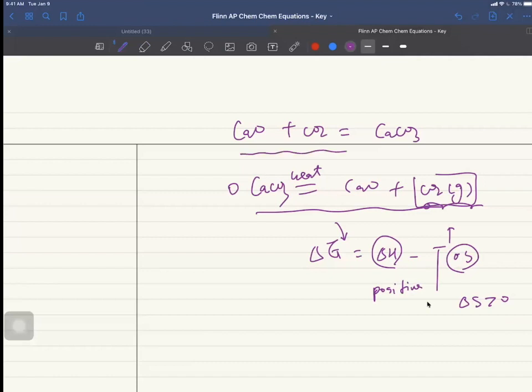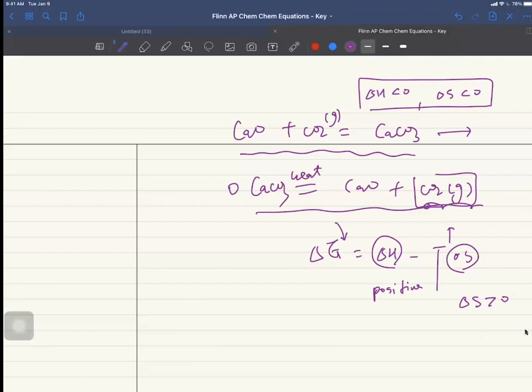And in this process, the delta H is negative because it's exothermic, and the delta S is also negative because the gas is gone. So this is why you need a relatively low temperature or room temperature to make this reaction spontaneous in the forward direction. Now does this make sense to you?